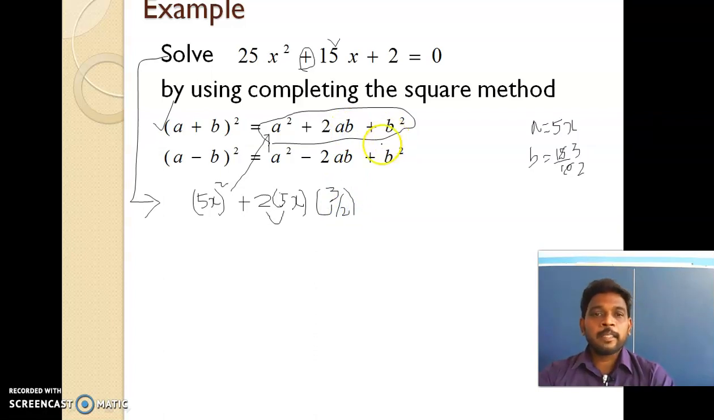Okay. And then next plus the formula b square is there. So b is nothing but 3 by 2, so 3 by 2 whole square. So when we compare this with the given equation, instead of 25x square, 5x whole square is there. Instead of 15, here 2 gets cancelled, 5 3s are 15 will come. But here 3 by 2 whole square is there, but in the question 3 by 2 whole square is not there. So this is the extra term only. So for balancing purpose, we can write minus 3 by 2 whole square also.